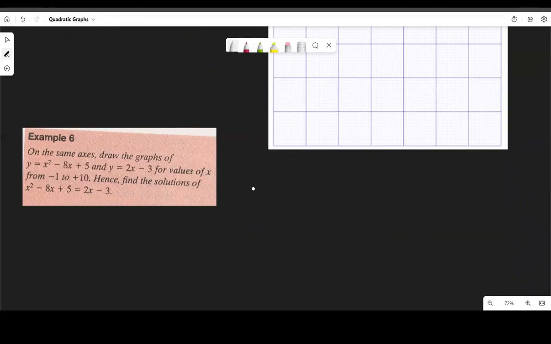Example 6. On the same axis, draw the graph of y equal to x squared minus 8x plus 5 and y equal to 2x minus 3, for values of x from -1 to +10. Hence find the solution of x squared minus 8x plus 5 equal to 2x minus 3.